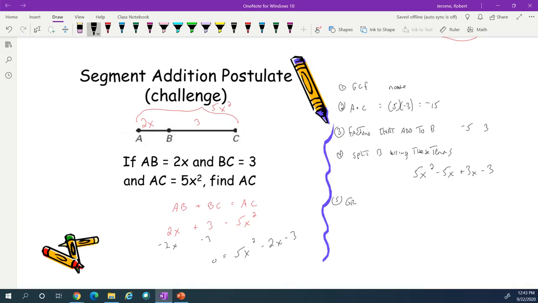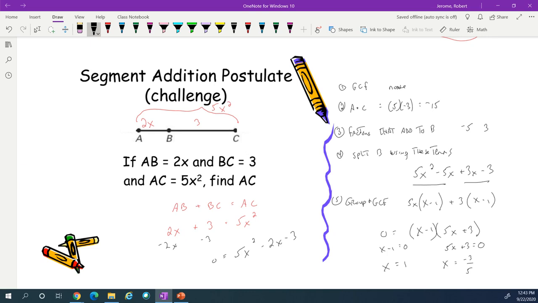And now I'm going to group and GCF. So I'm going to take the GCF out. I'm going to take the GCF out. And now, since the parentheses are the same, they're technically a GCF. And now, of course, I can set each factor equal to 0 and find out x could be 1 or x could be negative 3/5. So I have my two answers for x.